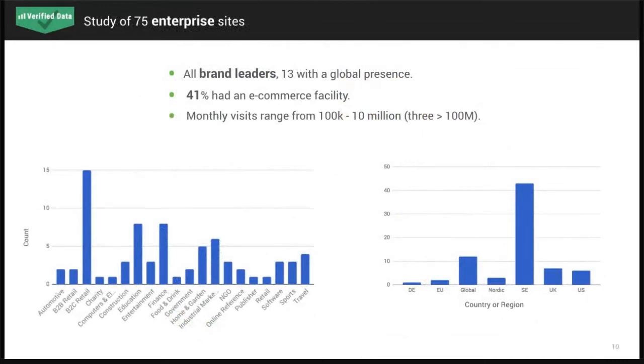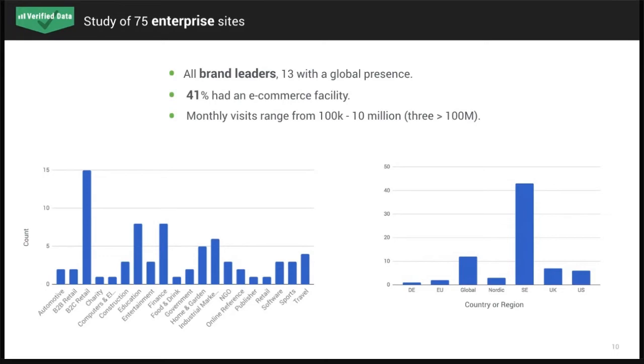So from this study, we've done this across 75 websites. These are all enterprise brand leaders in their particular markets. 13 of them with a global presence, so the kind of mega brands that you would have heard of. Not all of these are e-commerce. 41% had an e-commerce facility, and I'm very interested in looking at the differences between e-commerce and non-e-commerce.